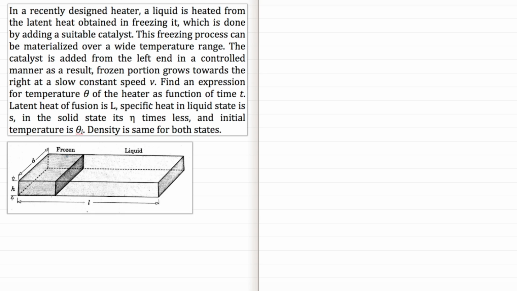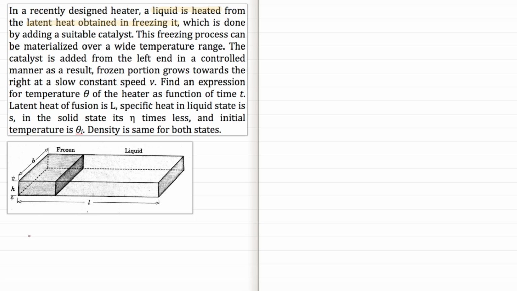So first of all, let's understand this heater. It's written that the latent heat obtained in freezing is used to heat the liquid. When we freeze a liquid, we basically extract heat out of it, and that heat is used to heat the liquid. Now, how is this possible? We are adding some catalyst which might be changing the equilibrium temperature of the solid and the liquid. So that's why it's written the freezing process can be materialized over a wide temperature range. Initially the temperature was theta I, the equilibrium temperature. Now by adding the catalyst, the equilibrium temperature can shift.